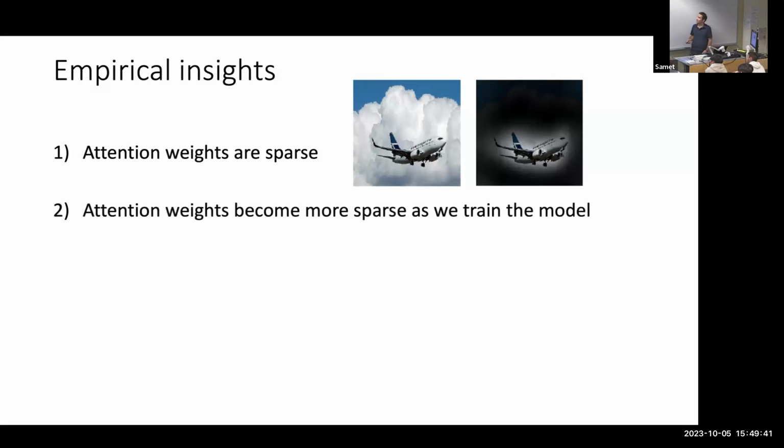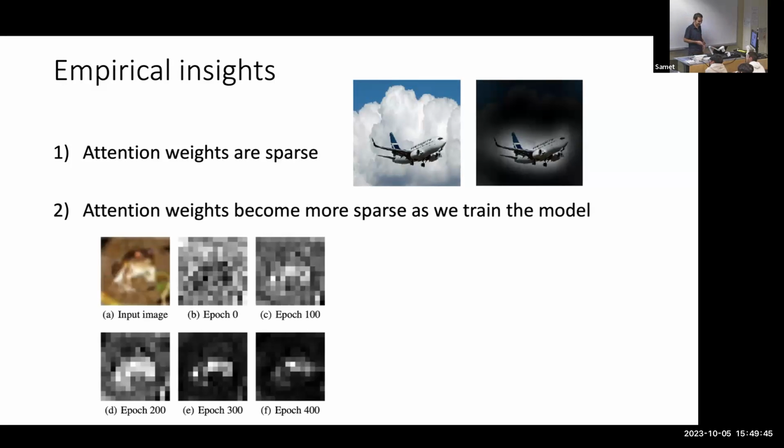Another thing is that attention weights become more sparse. Initially it is less sparse, but it becomes more sparse over time. Here's an example. Suppose we have a frog image, and at epoch 0, the attention map looks like this. As you iterate more and more, this is kind of an average attention map of a bunch of layers, I think. This is the softmax output of attention. That's what I mean by attention map.